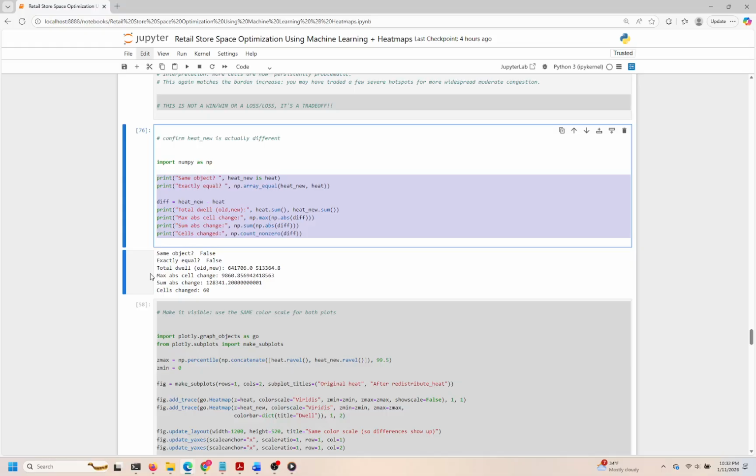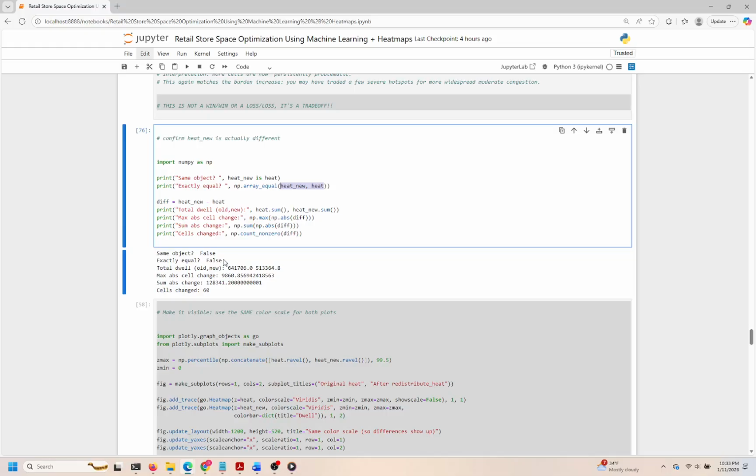This is done using the is operator, and while being the same object would mean no changes occurred, this check alone isn't enough to confirm differences in values. Next, the script uses NumPy's array_equal function to determine if the values within heat_new and heat are exactly the same. This step is significant because two arrays could be distinct objects in memory but hold identical data.